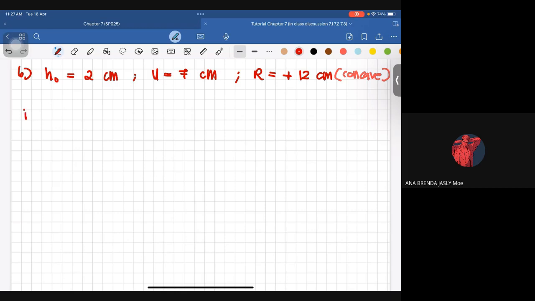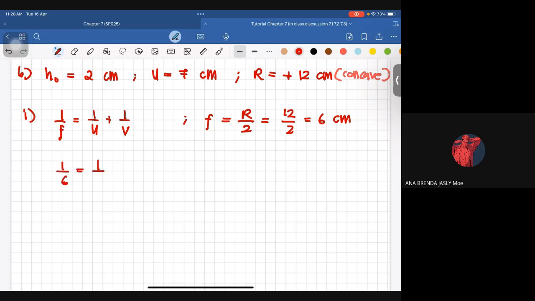Okay, so dari sini kita boleh sudah cari the image distance. We can use 1 over f equal to 1 over u plus 1 over v. We do not, however, have the value of f, but we can find it using the formula of radius of curvature, which is R over 2 lah. So dari sini 12 bagi 2, kamu akan dapat 6 cm. Substitute je dalam the equation, and you will get the image distance to be positive 42 centimeter.